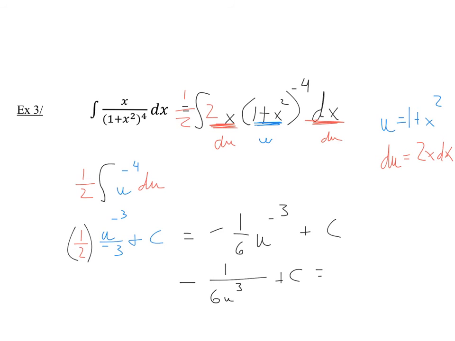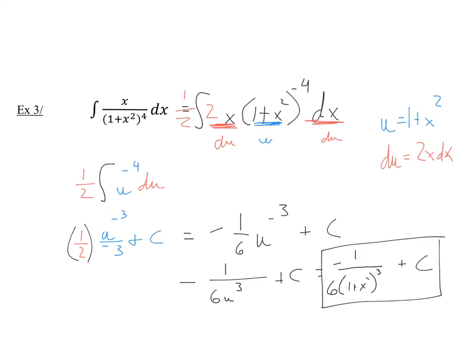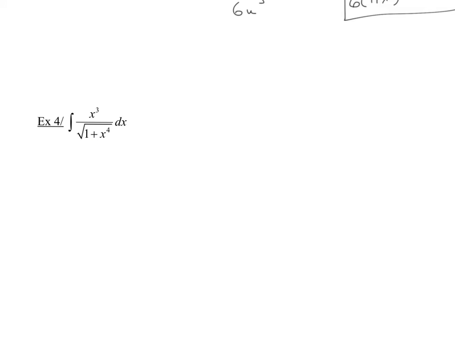And so my final answer, when I replace the u, will be negative 1 over 6 times the quantity 1 plus x squared to the third power plus c. And that's my final answer for that one. Okay, we'll now finish this up by doing one that is both negative and fractional, so kind of combining the two ideas that we did earlier today.